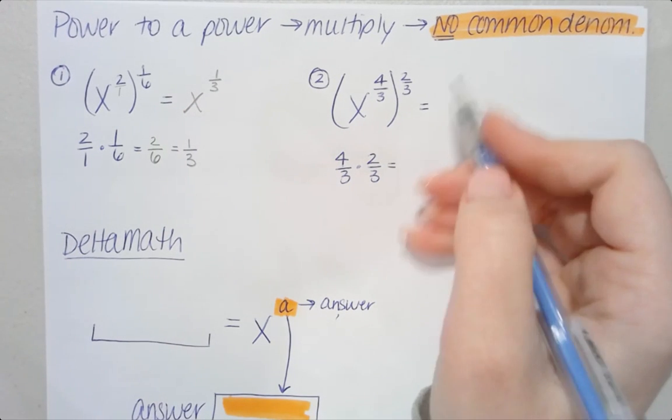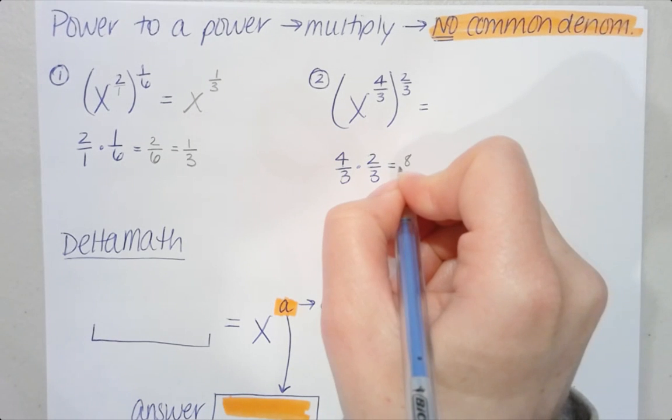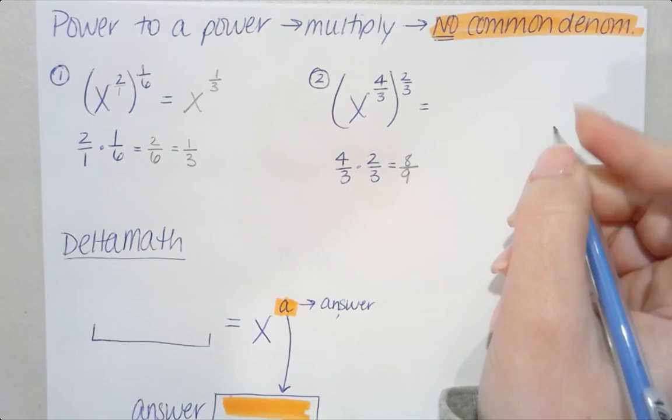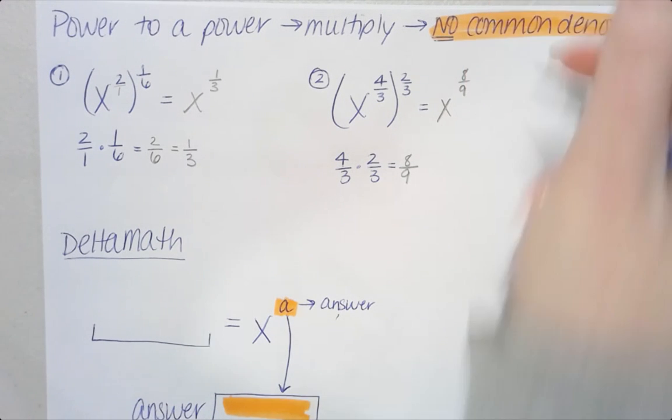In my example number 2, we're going to have 4/3 times 2/3. And if we go straight across the top and straight across the bottom, we're going to get 8/9, and that fraction cannot be reduced. So our final answer is going to be x to the 8/9.